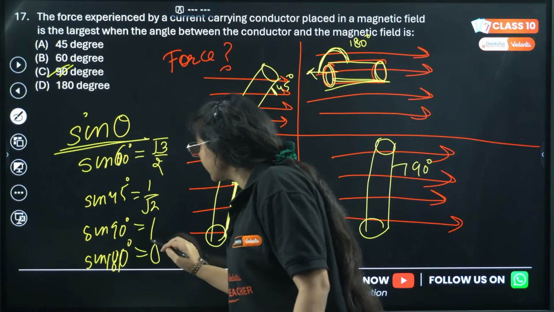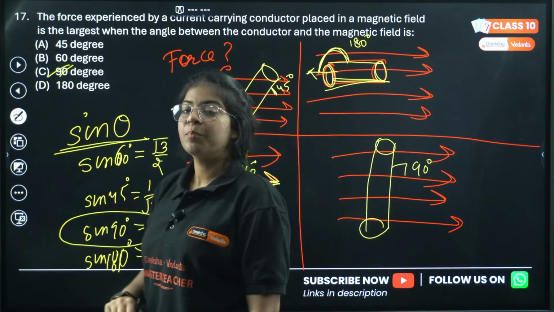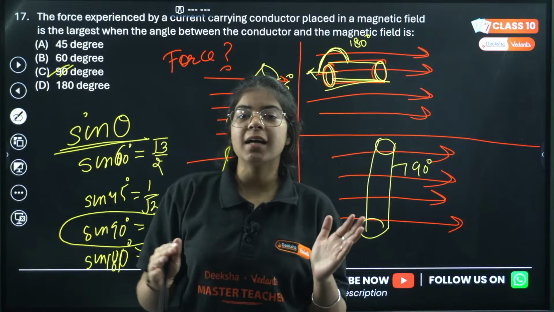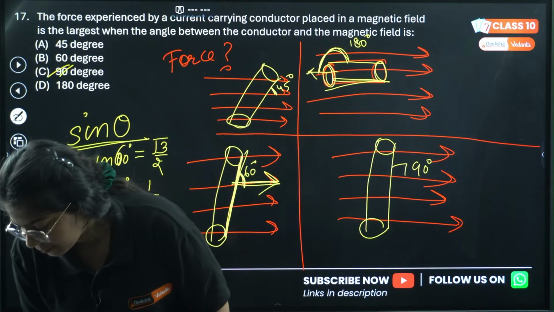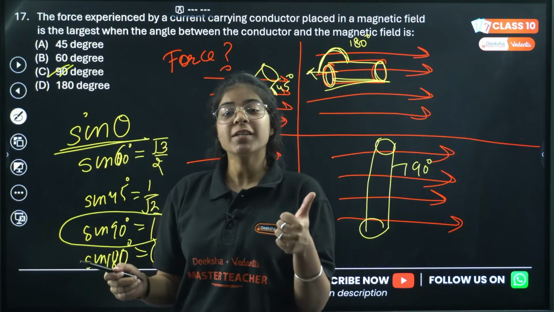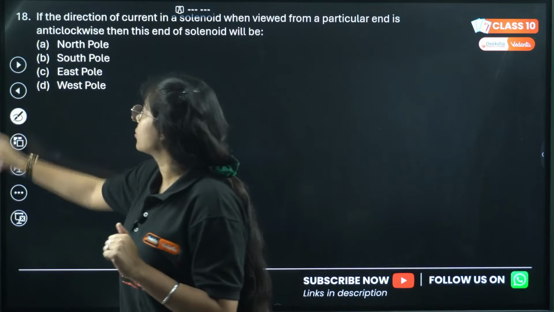It is 0. So maximum is sin 90. That means the force between the magnetic field and the conductor will be maximum when theta is 90 degrees. Okay. Understood this question? Now you understand why you need these formulas? Let's move on to the next.